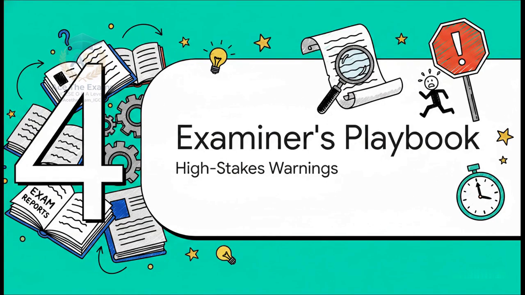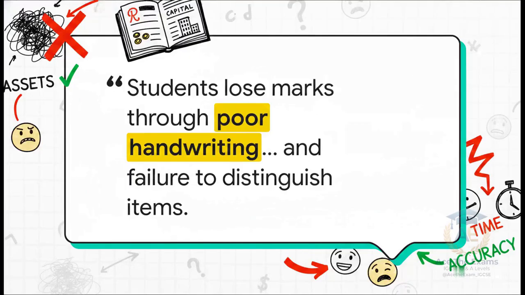All right, let's bring it home with Section 4, the Examiner's Playbook. It's time for some high-stakes warnings. Straight from the 2024 and 2025 Principal Examiner reports, consider this a major wake-up call. The examiners are explicitly warning us that students are throwing away marks due to something as ridiculously simple as poor handwriting in ledger accounts. Literally, when an examiner cannot read your numbers, you lose the mark.